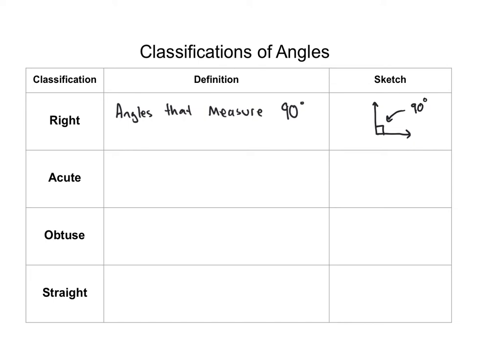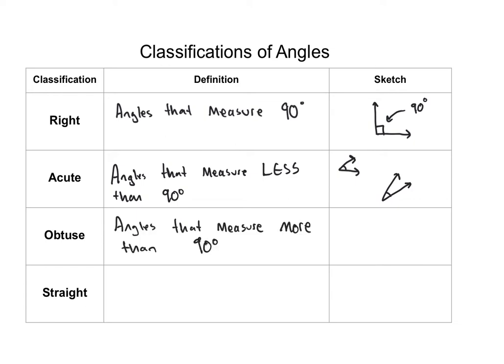Next we have acute angles, which are angles that measure less than 90 degrees. Here are a couple of sketches for you. They're the smaller ones. Obtuse angles are the opposite. They are the angles that measure more than 90 degrees, so something like that is obtuse.